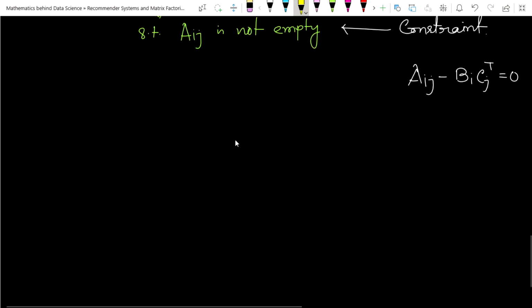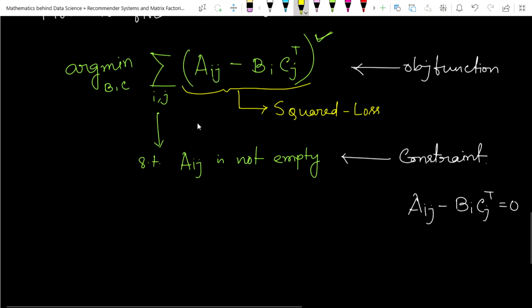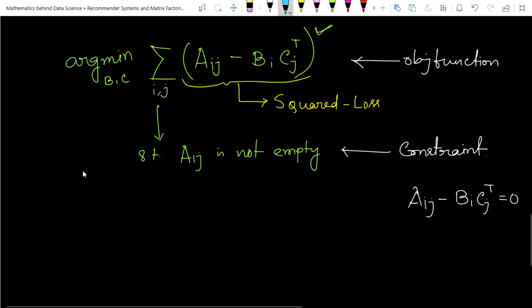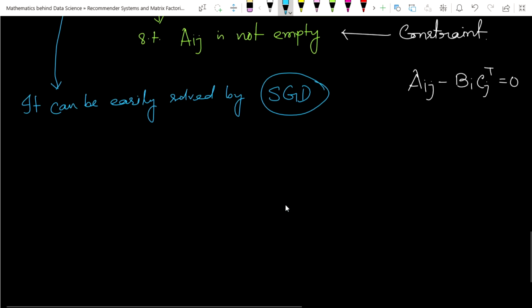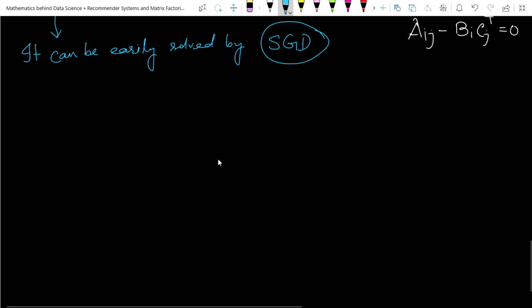These problems can be easily solved. We have already seen that they can be solved by stochastic gradient descent. We saw this in the chapter on solving mathematical optimization functions, and how to use stochastic gradient descent.